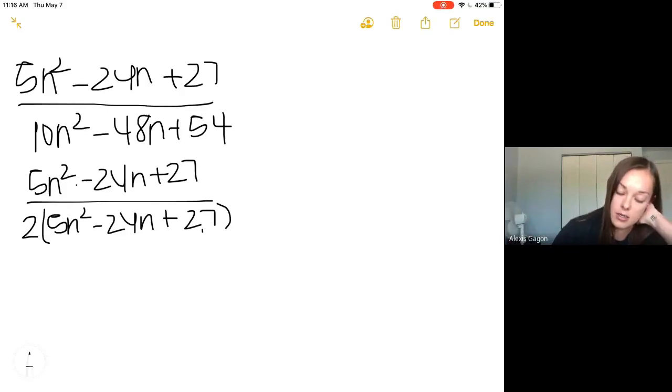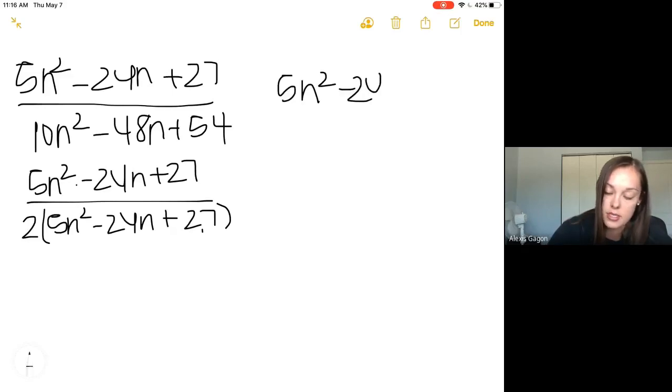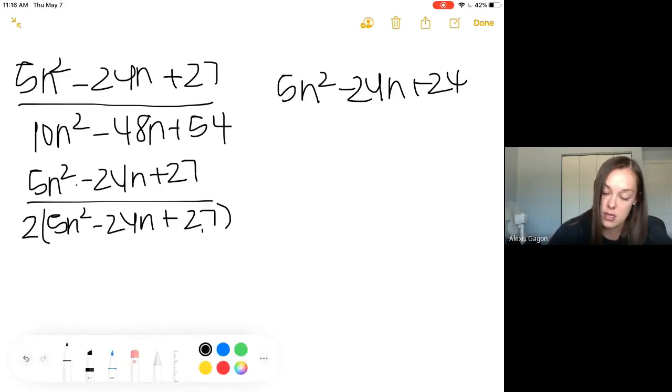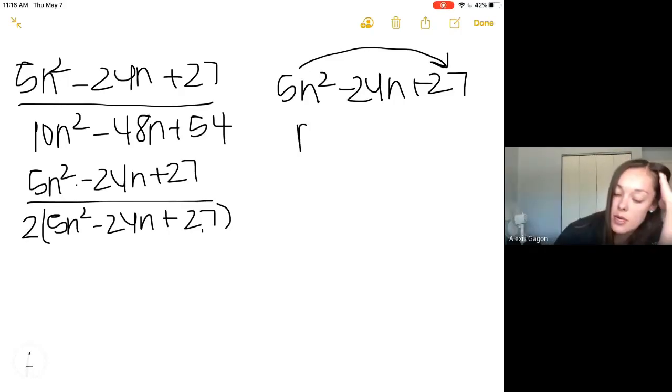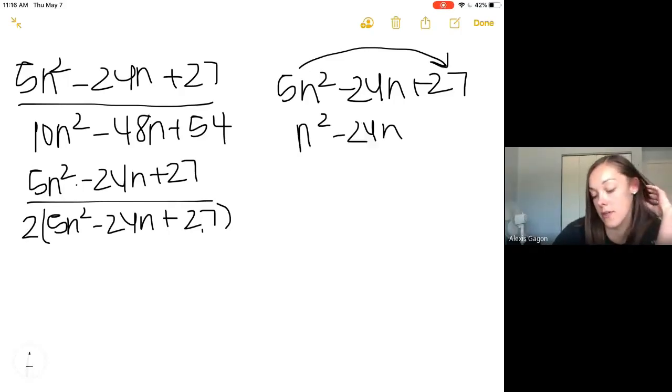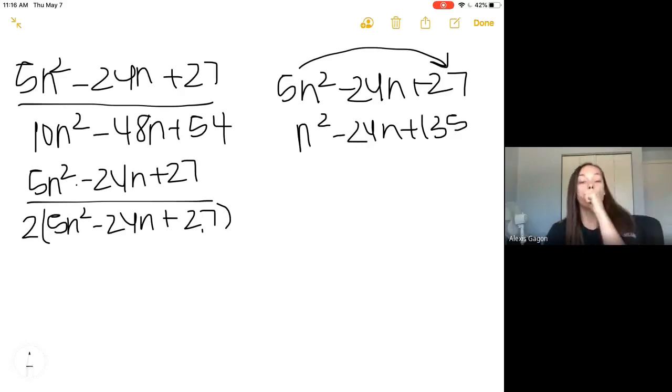So here, if we factor that, if you use slip and slide, I'll do it over here. So 5n squared minus 24n plus 27. We're going to multiply the 5 by the 27. So 5 times 27 is 135. So this is n squared minus 24n plus 135. I'm going to use my calculator here. So we want to see what multiplies to be 135 and adds to be negative 24.